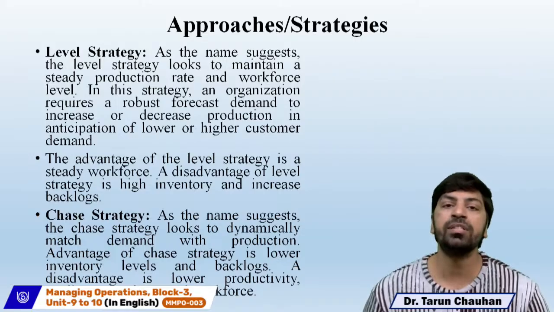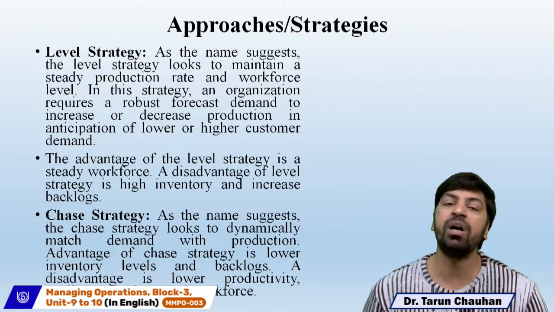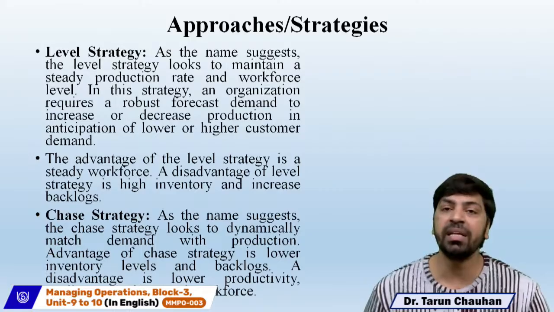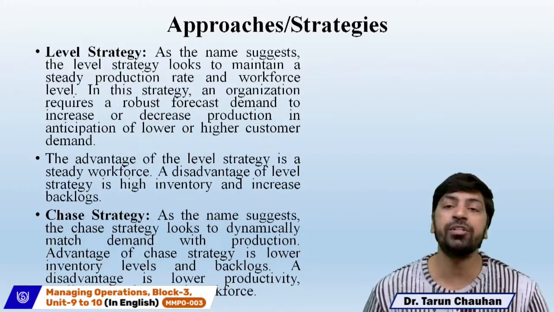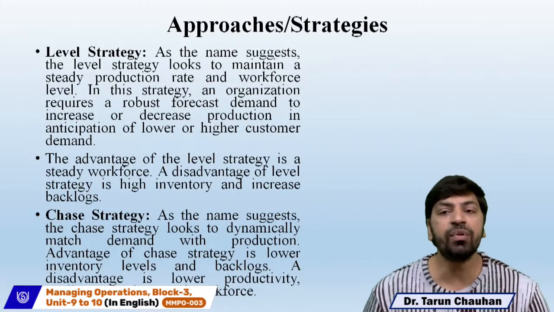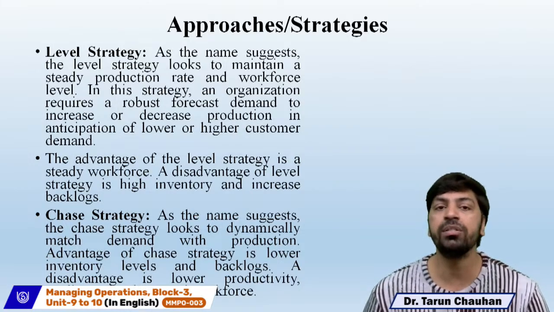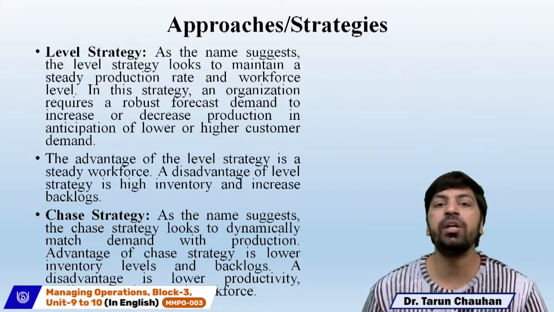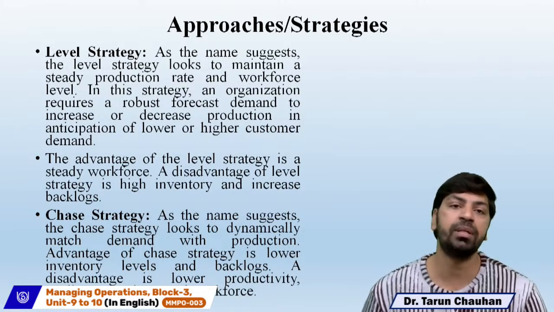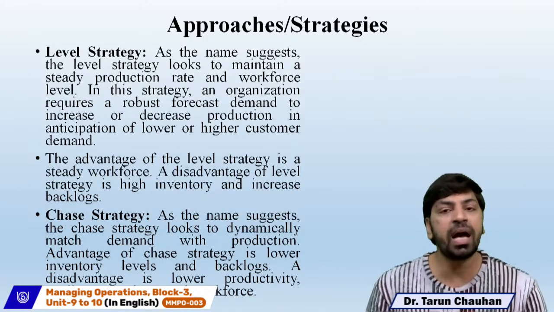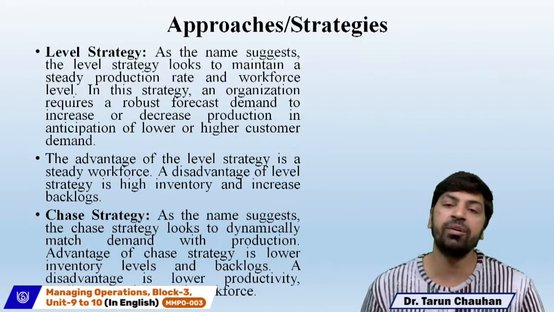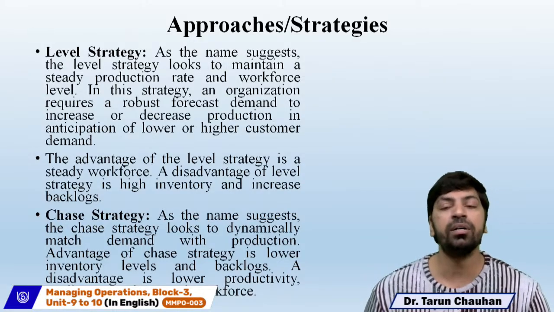So the first strategy of the APP, as the name suggests, the level strategy, aims to maintain a smooth production rate and workforce level. It means whatever the organization requires, it should forecast the demand to increase or decrease the production so that they can meet the lower or higher customer demand.